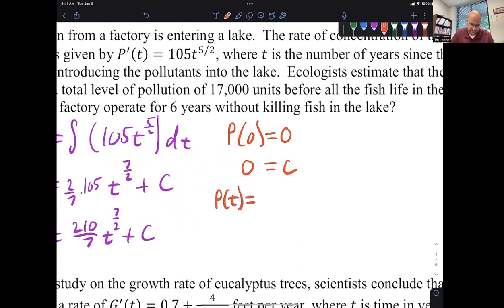So the amount of pollution there at any given time t has to be 210/7 t to the 7/2 power.